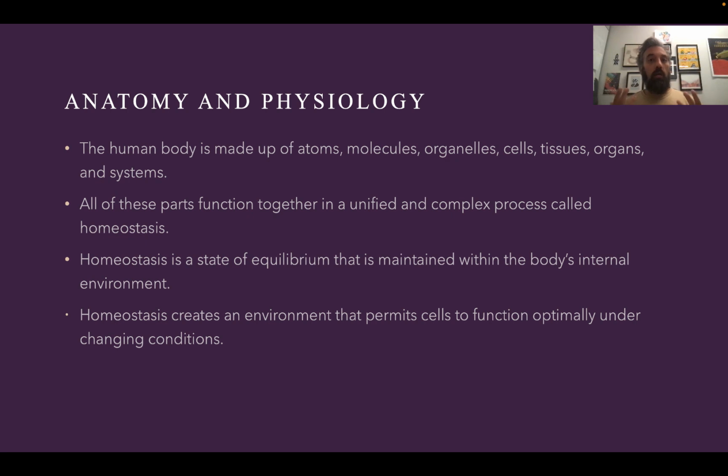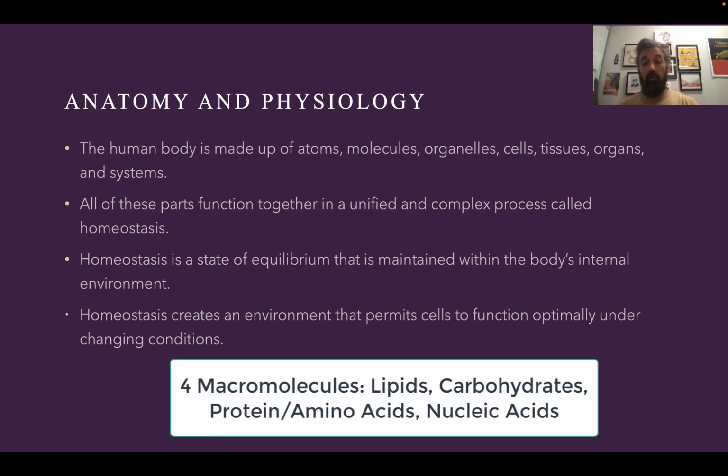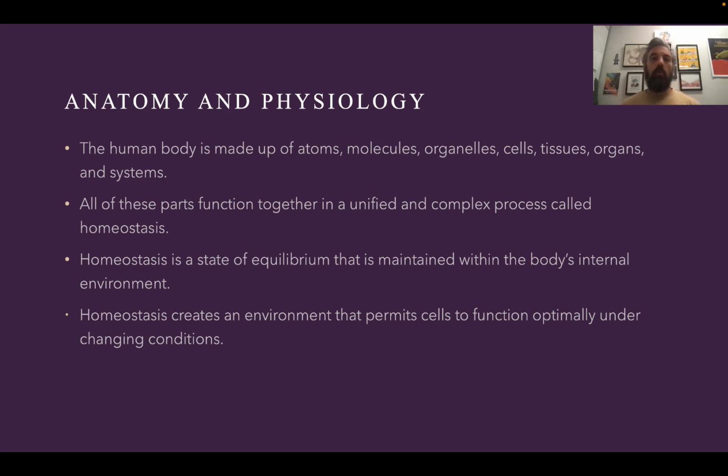So when we're talking about medical terminology, generally we're going to be talking about anatomy and physiology. We're talking about everything from the molecular level up until the system level. So the human body is made up of atoms, which make up molecules, which then all combine together to make the four macromolecules of life, which are lipids, carbohydrates, protein, and nucleic acid. If you don't know what those are, then please review some of the stuff that you have done before or come and talk to me. That's really important that you actually know what those things are.